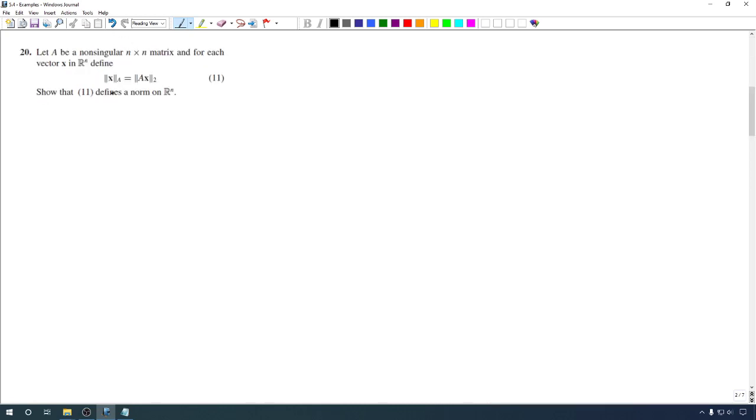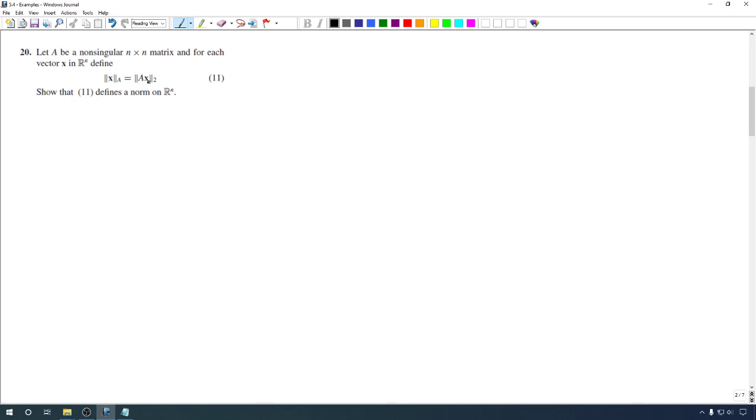Next, we're going to work problem 20. Here we start with a square n by n matrix that is non-singular, and for every vector in Rn, we're going to define what you could say is the A norm. Let's just call it the A norm for short. The A norm will be the 2 norm, so this is the regular 2 norm of A times x.